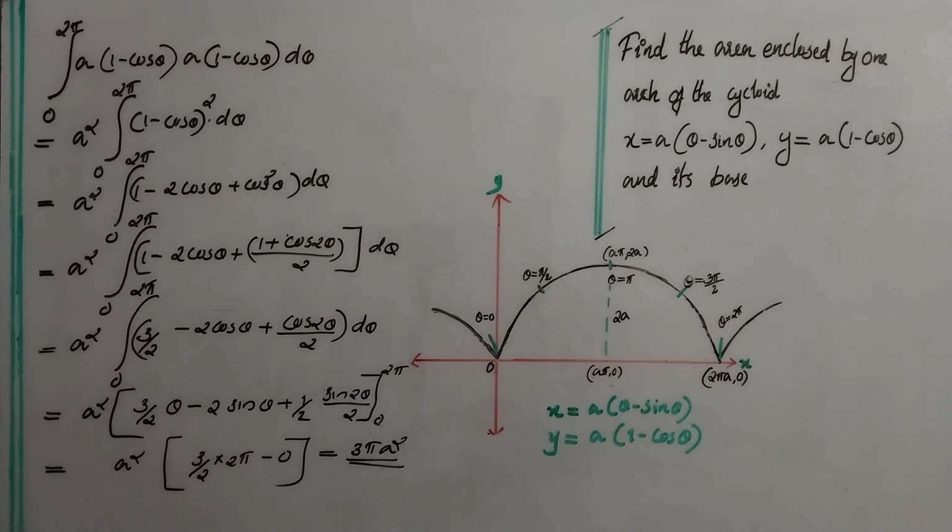So the area enclosed by one arc of the cycloid x is equal to a into theta minus sin theta and y is equal to a into 1 minus cos theta, and its base is 3 pi a square.